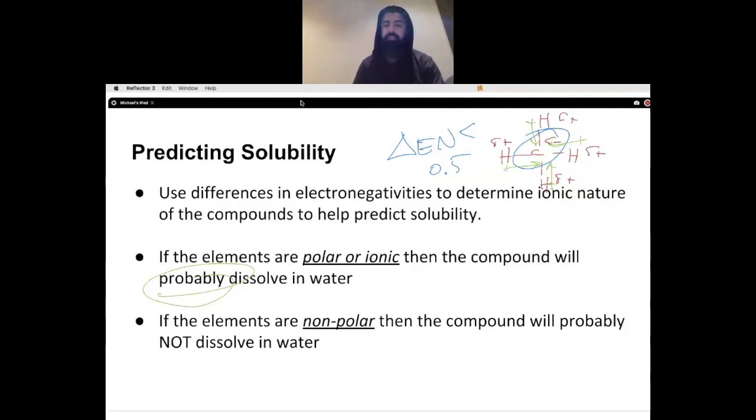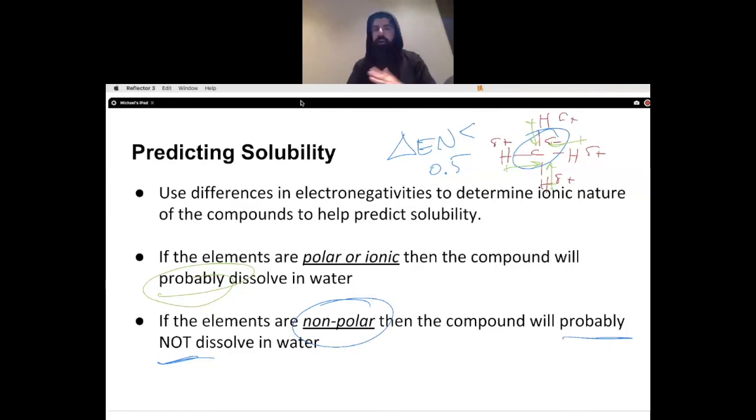Now, if the element is non-polar, then the compound will probably not dissolve in water. So understand that for the most part, ionic and polar means that they will dissolve in water most of the time. And if it's nonpolar, it will probably not dissolve in water. But understand that in science, there's always the occasional exception to the rule.